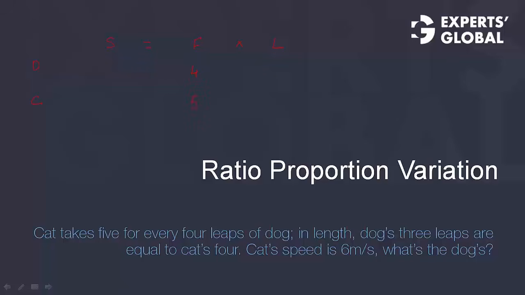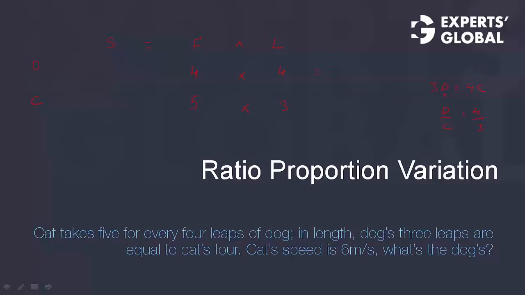Dog's 3 leaps are equal to cat's 4. Now come to think of it, many students will commit this mistake, that they will put a 3 for dog and 4 for cat. That is not correct. 3D equals 4C. So which one is bigger? D is bigger. See, D divided by C equals 4 divided by 3, right? So 4 has to come for D, and 3 has to come for C. So 4 comes here, and 3 comes here.